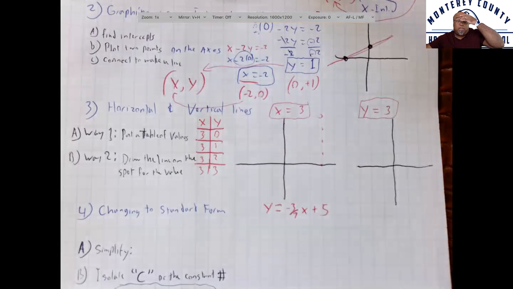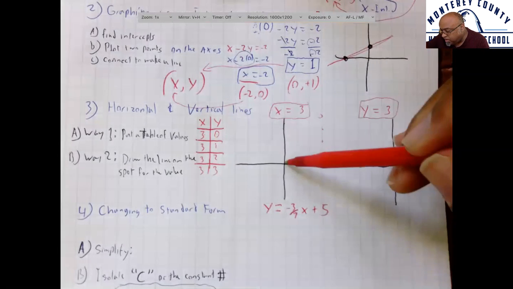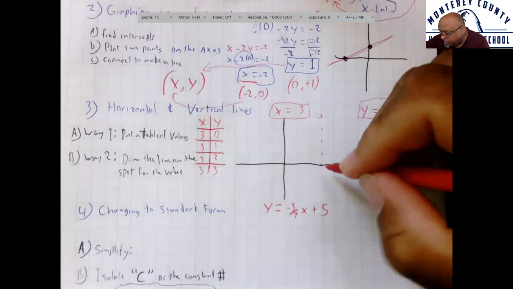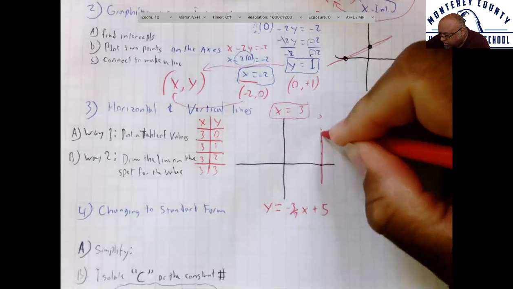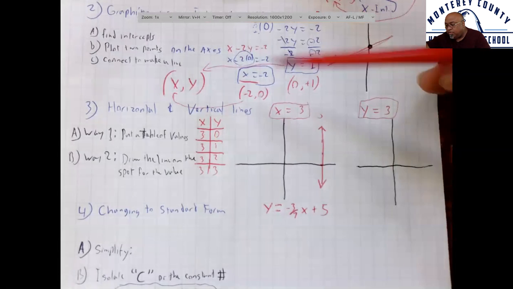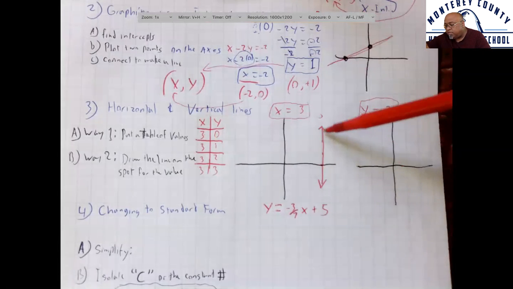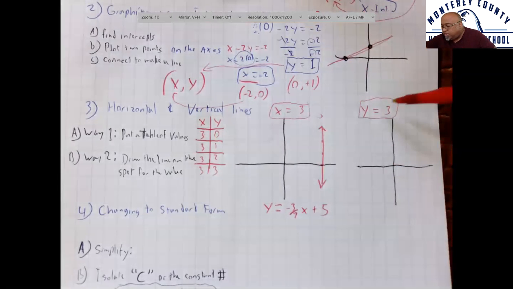But the easier way, way 2, is just to draw the line on the spot for the value. My equation is x equals 3, and on my x-axis go to 3. 1, 2, 3, and then just draw a line there. In other words, if there's no y value in my equation, then that means it's a completely vertical line. Now the same is true with y equals 3.